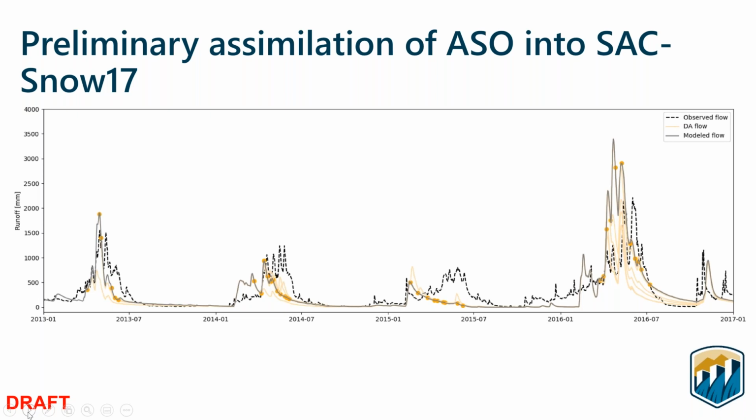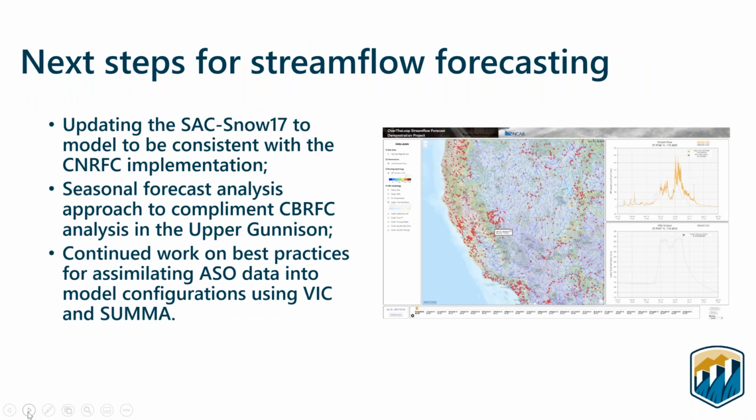So if you move to the next slide, our next steps for that streamflow forecasting are updating the SAC SNOW-17 model to be consistent with the CNRFC implementation. So what you just saw on that last slide is sort of an offline model run outside of their forecasting system. But we've been working with them to bring that in line with the parameter sets and processes they're using. And then we can use that to generate some seasonal forecasts and do some analyses consistent with, or at least complementing, what the folks in the Colorado Basin are doing in the Upper Gunnison and other ASO flown sites.